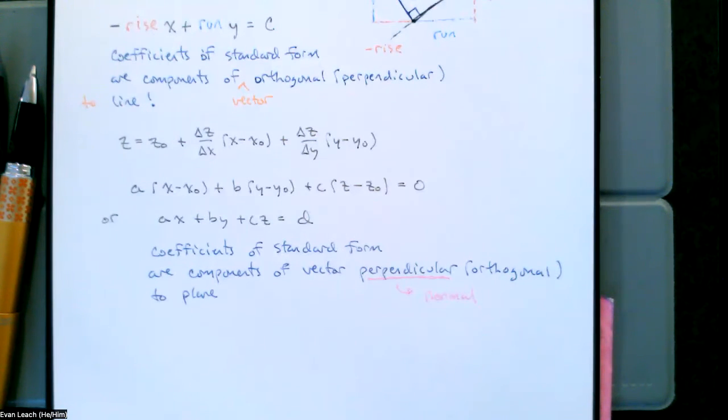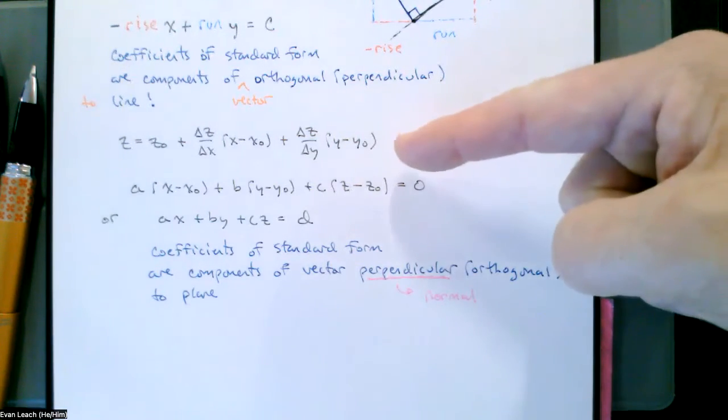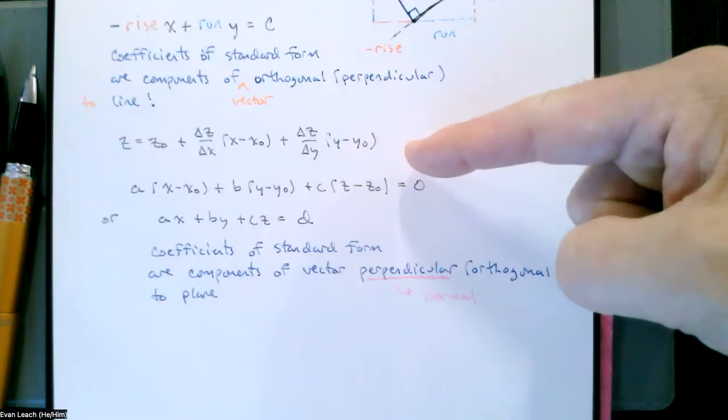If I give you a table of values and say, here's some values from the plane, then it's going to be easy to see how z is changing with respect to x and how z is changing with respect to y. In that case, you just grab one of the points and drop it into your point slope form.